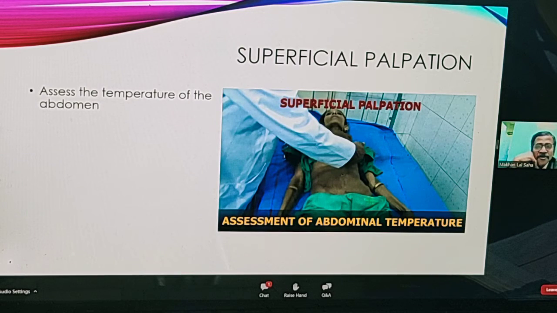Then you start with the superficial palpation. What is superficial palpation? You just run your finger and do a mild dipping in the abdomen to assess some of the findings in abdomen examination.